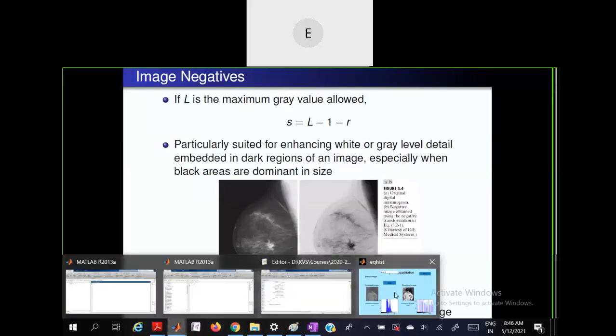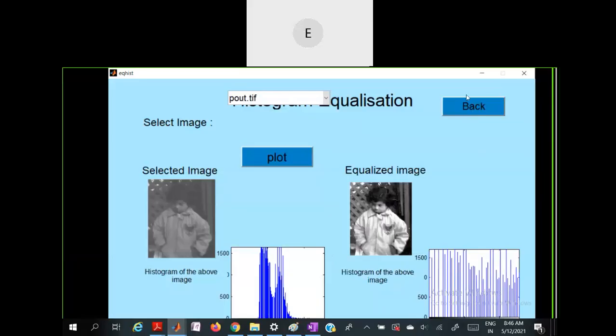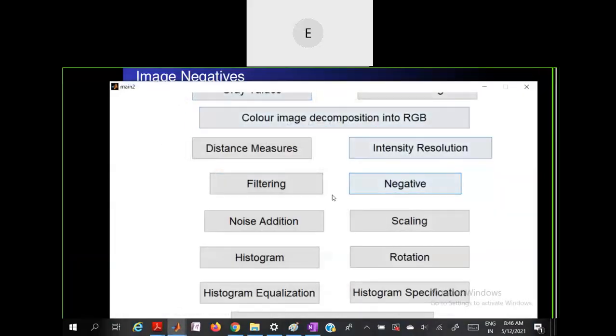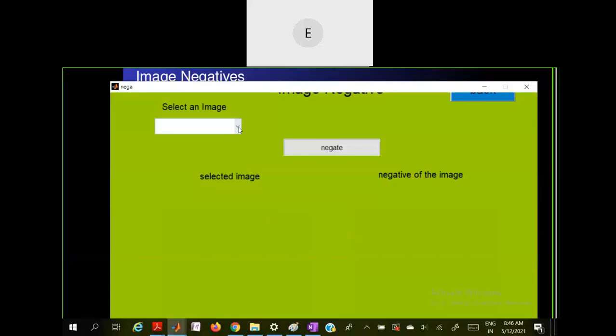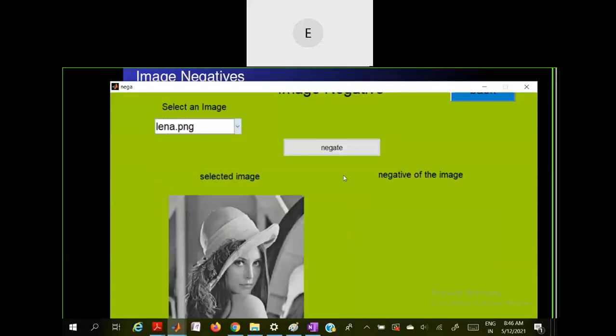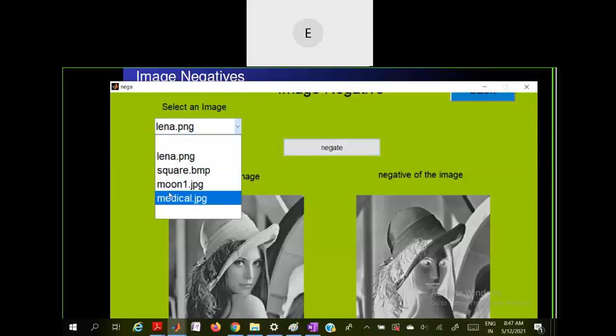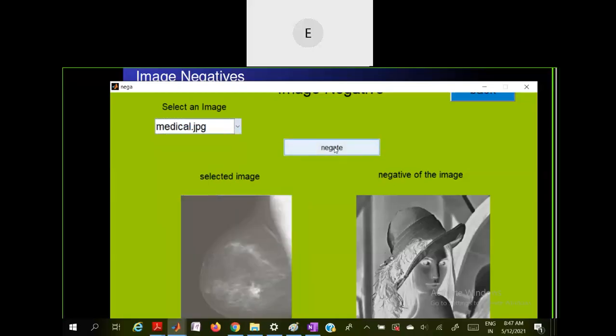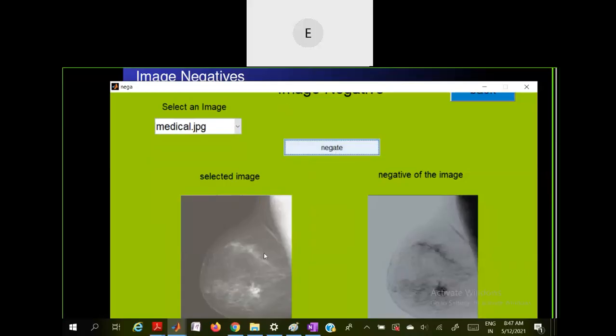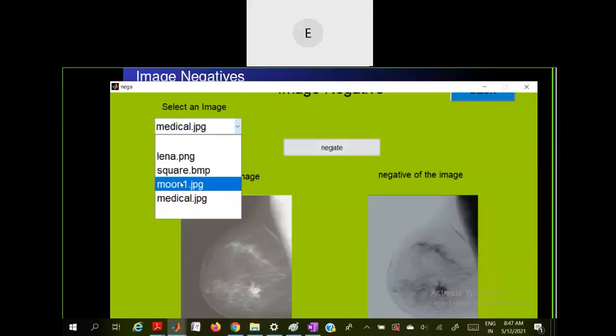I think I can show this demo also here probably. Yeah, image negative operation is given to me. I'll take the Lena image, and if I just do negate, I'll get the negative of the image. I hope you can see. These are the dark pixels and they have become the gray pixels here. These are some white pixels, they have become black here. So like this you can convert any given image into negative. This is exactly what is shown in the slide also.